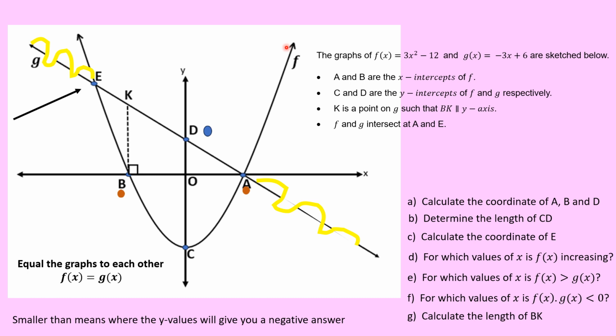Smaller than means that the y values will give you a negative answer. So that multiplication smaller than 0 means where the y values will give you a negative answer. And then calculate the length of BK, which is over there. So let's quickly have a look at each question. Sorry, I'm going to explain that one rather on the next page or on the next slideshow.